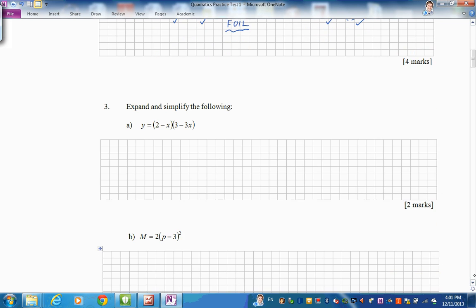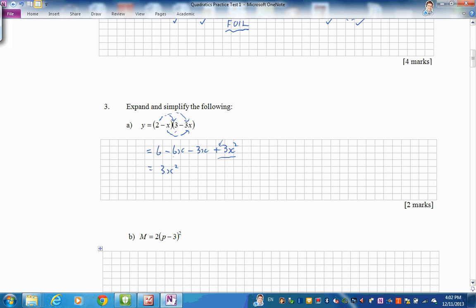Number 3, expand. We're going opposite. This is doing some foiling now. Let's do it. 2 by 3 is 6. 2 by negative 3x is negative 6x. Negative x by 3 is negative 3x. Negative x by negative 3x. Negative times a negative is a positive. x by x is 3x squared. Okay. And then we should collect up the terms. Let's put the conventional term to be first as the highest power, and that's its sign, so it's 3x squared.